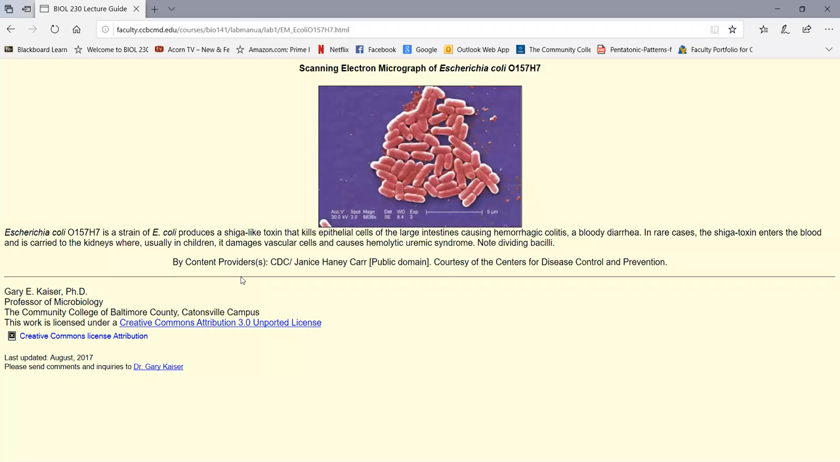And here's one of the bad E. coli. Most E. coli is microbiota in our intestines, but there are a few strains of E. coli called diarrheagenic E. coli that can cause diarrhea and even hemorrhagic colitis. This is the one that causes that, the bad E. coli you hear about every now and then. But again, you see it's a bacillus shape, but if it's in the process of dividing, it could look similar to a diplococcus.